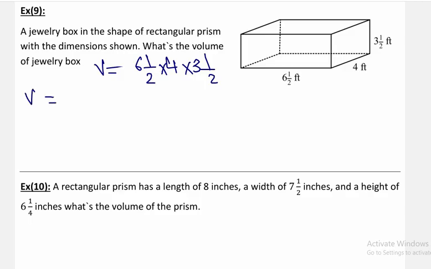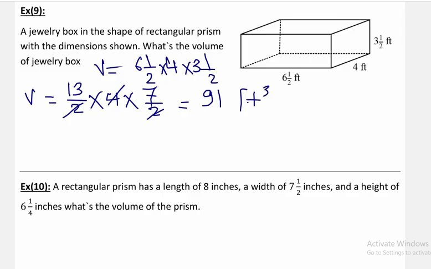Volume will be, how many halves in 6.5? It's 13 halves times 4 times, how many halves in 3.5? 7 halves. The surprise is 2 times 2 in the denominator is 4, and we have 4 also in the numerator, so 4 cancels 4. Then we have 13 times 7, which is 91 feet cube.